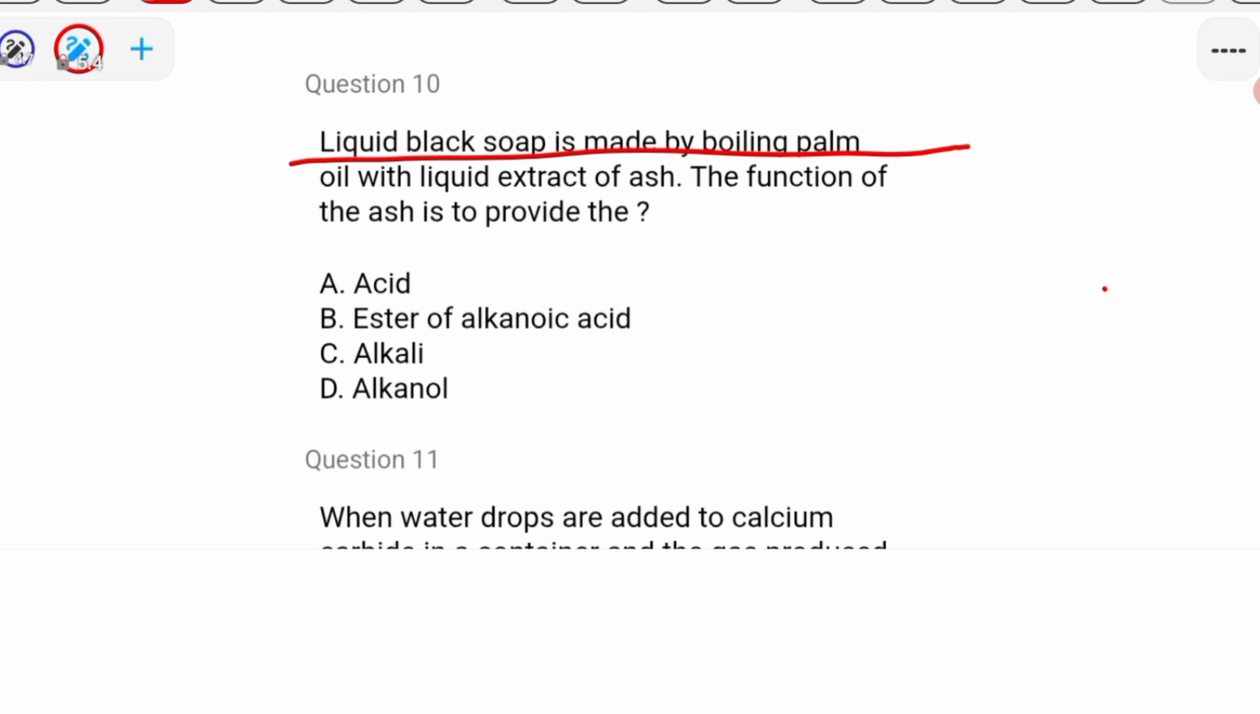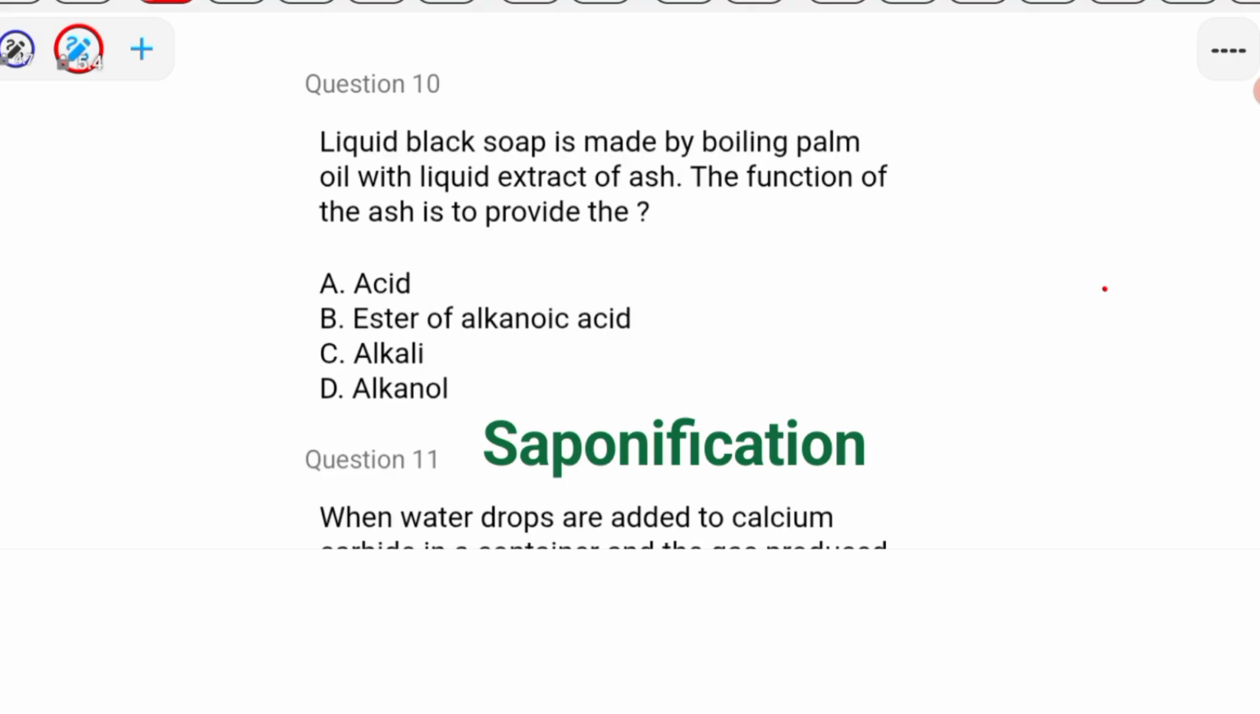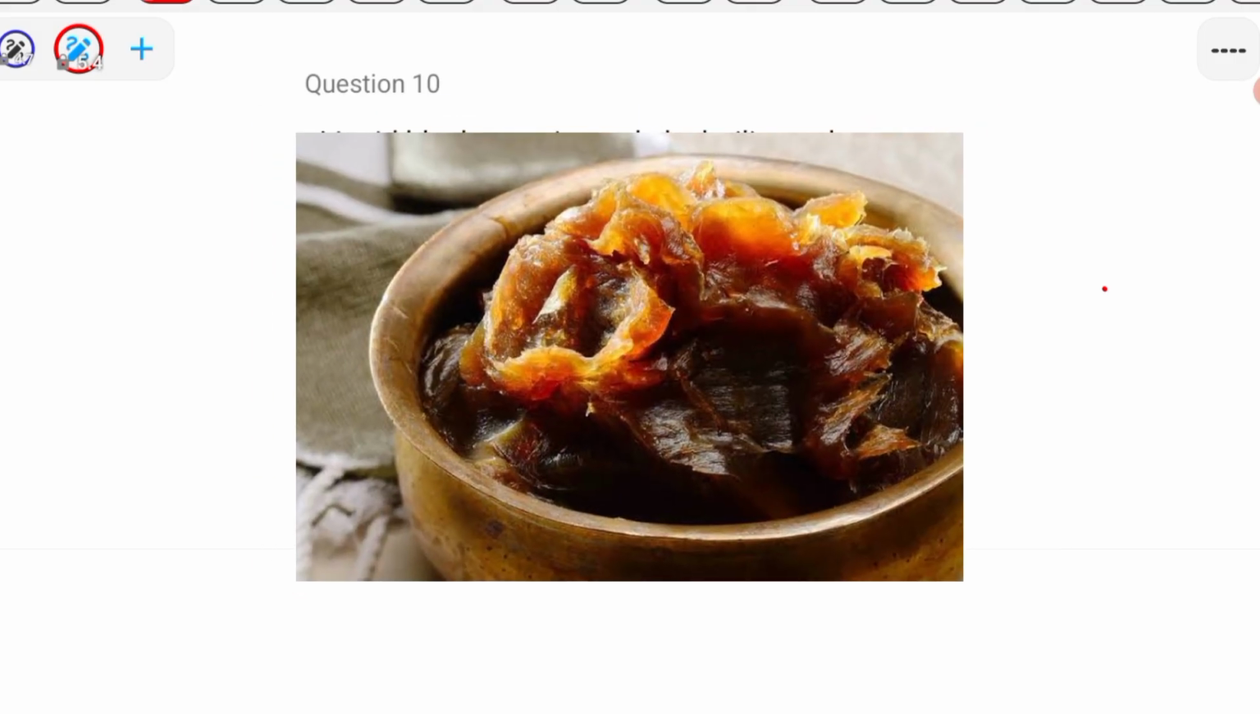Liquid black soap is made by boiling palm oil with liquid extract of ash. The function of the ash is to provide... then you have these options here. So first of all, you need to understand the process of making soap. The process of making soap is called saponification. Saponification is the alkaline hydrolysis of fat and oil.